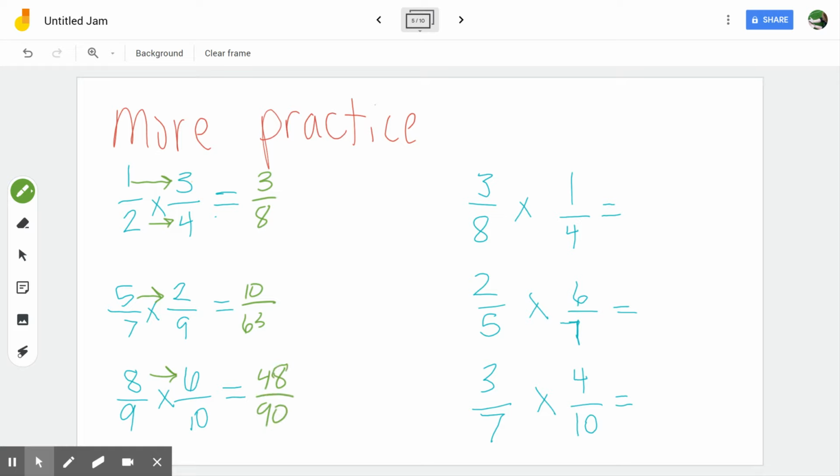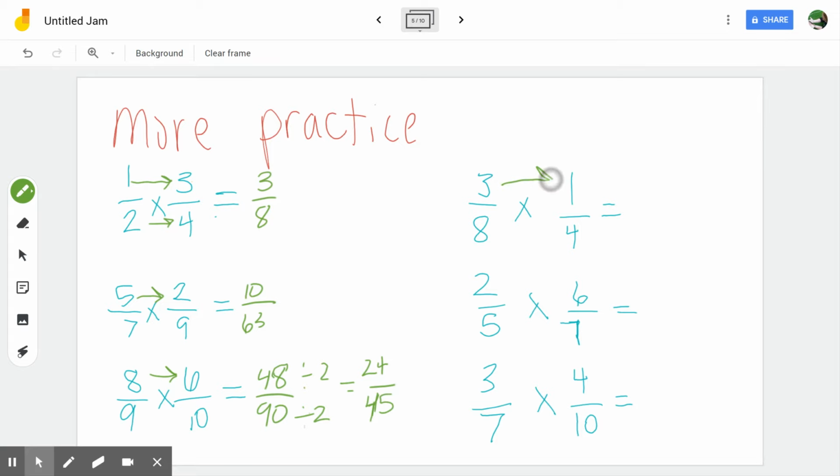Now this one's another one of those tricky ones. Those are both even numbers, so I can divide both of them by 2. And 48 divided by 2 is 24. And 90 divided by 2 is 45. All right, let's check the next one out.